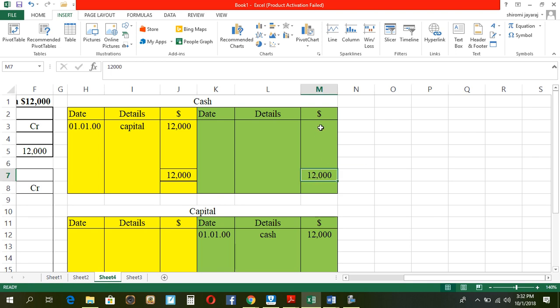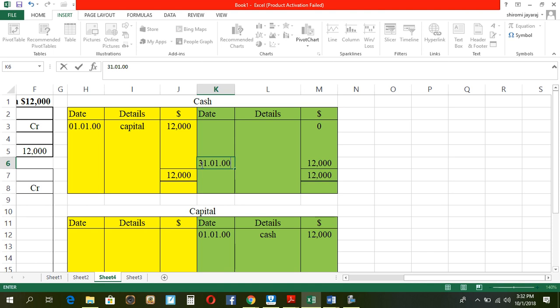Now, 12,000 take away 0. How much do you get? From this 12,000, we'll assume there is a figure here. We'll assume it's 0, right? How much do you get? 12,000 again. Got it? And what is the end of month date? 31st? 31st January 2000. Got it?